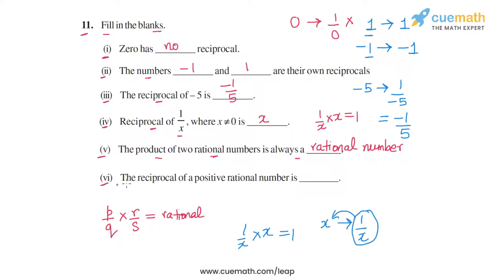Finally, in part 6, the statement says the reciprocal of a positive rational number is blank. So take any positive rational number, for example, take 3 by 7 and take its reciprocal, you get another positive rational number. In this case, you get 7 by 3. So take any positive rational number, its reciprocal will also be positive. So the reciprocal of a positive rational number is positive, and this is how we can complete the statement in part 6. So with this, we have completed all the 6 statements of question number 11.